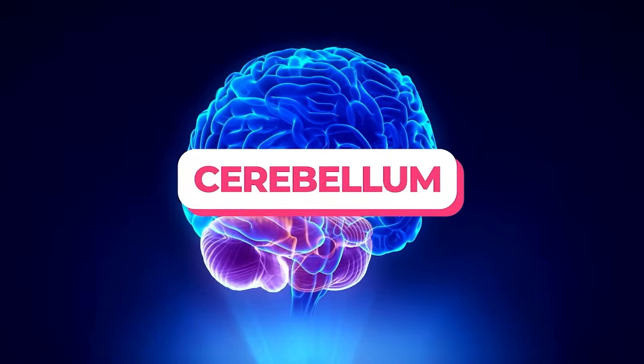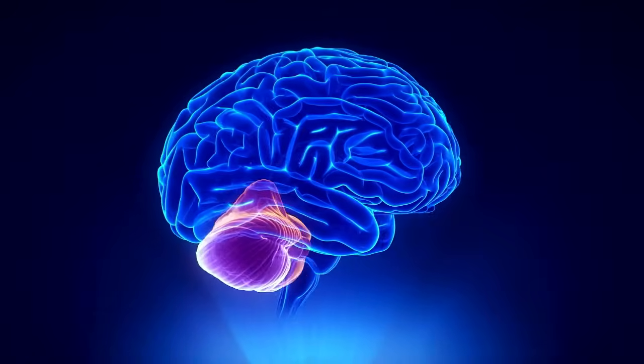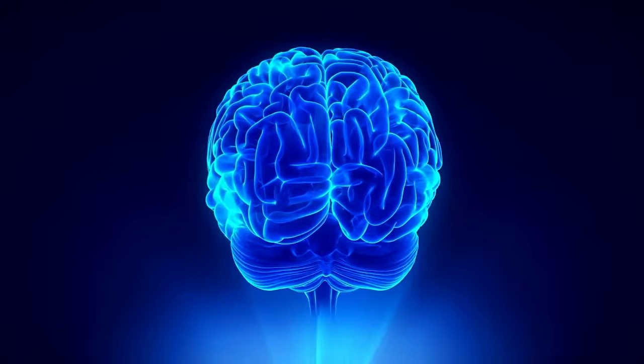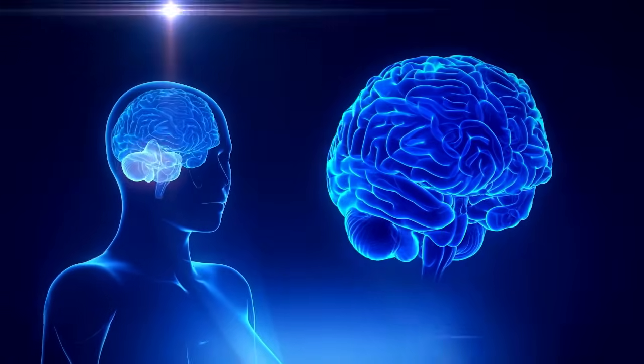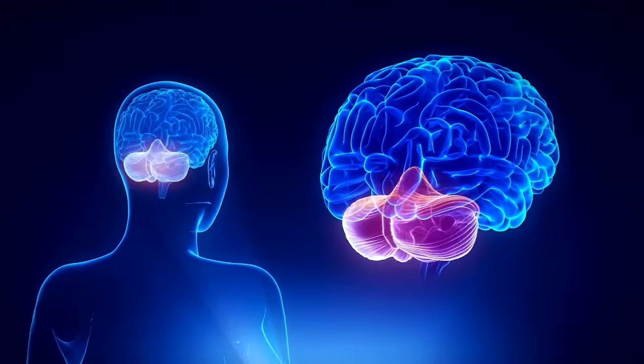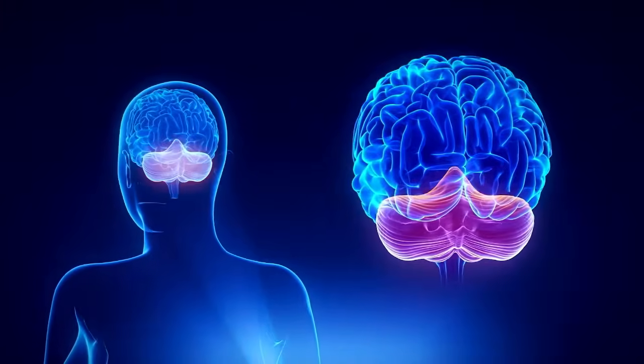Cerebellum. The cerebellum, often referred to as the little brain due to its appearance and size relative to the cerebrum, is an essential structure located underneath the occipital lobes of the cerebrum at the back of the brain. Here's a detailed breakdown of cerebellum.